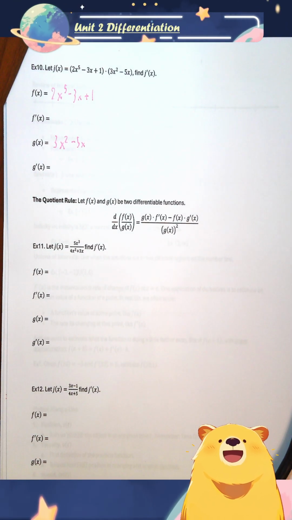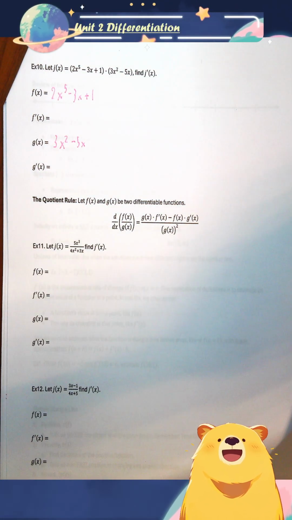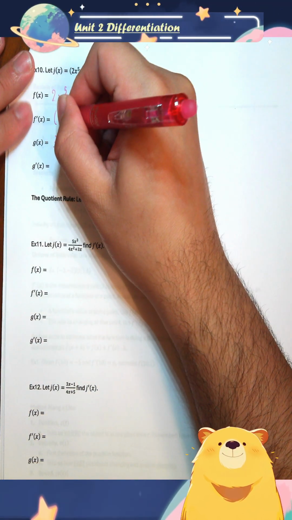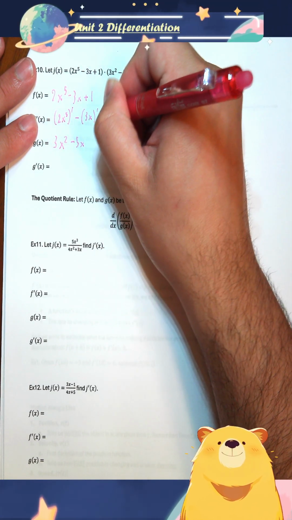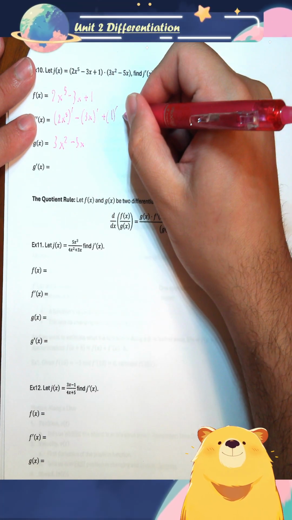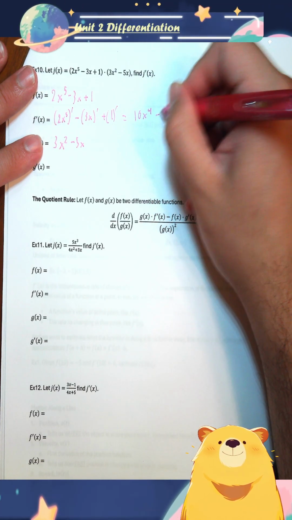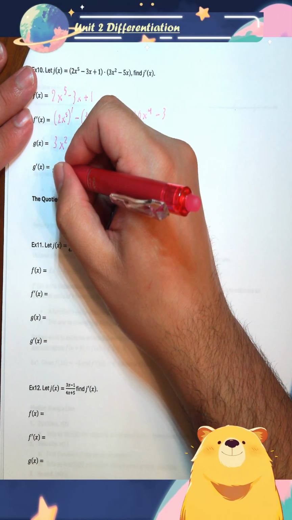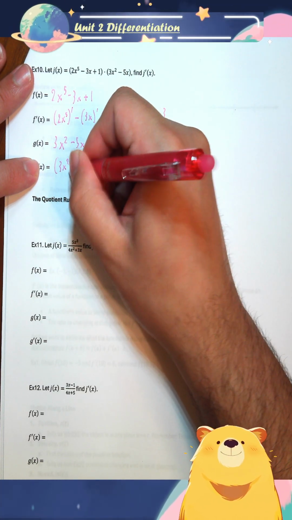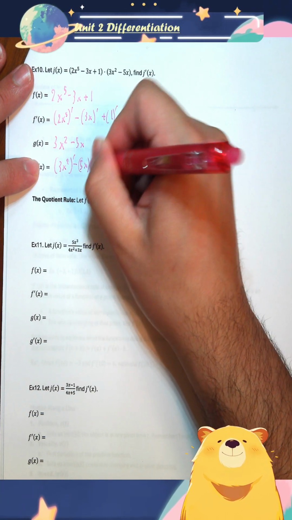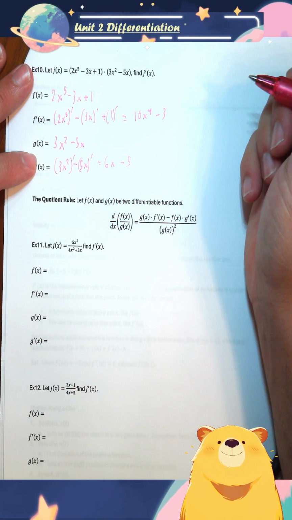I still want to just practice for a little bit using the rules. Maybe for the next one we don't use the rules piece by piece. It's 2x to the power of 5 prime minus 3x prime plus 1 prime, which is just 10x to the power of 4 minus 3 plus 0. Over here, we see that's going to be 3x squared prime minus 5x prime. So it's going to be 6x minus 5.